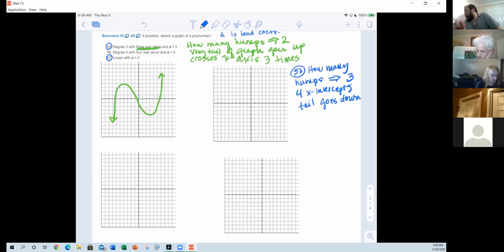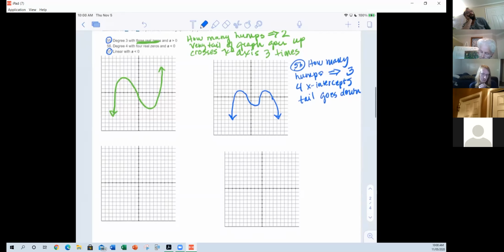So again, I usually start with the very end, make it go down. And then I know it has 4 x-intercepts. So 1, 2, 3, 4. And then I count to make sure I have 3 humps. 1, 2, 3. Yes. So they could not give you a problem that says degree, well, they could, but you just have to say you can't do it. If they said like degree 4 with 5 zeros, that's not going to happen. So they're not going to give you a scenario that you can't do, or if they do, just say no.